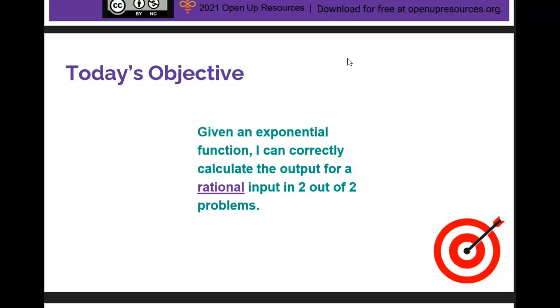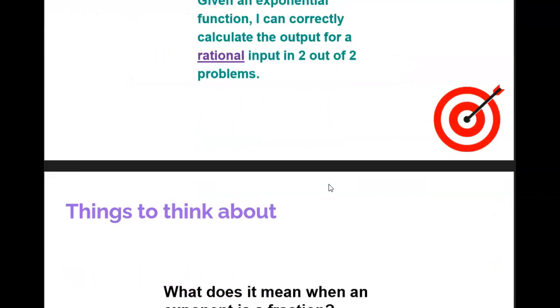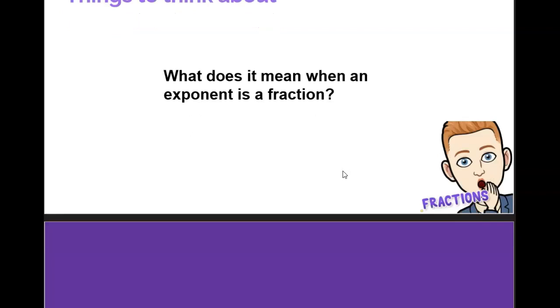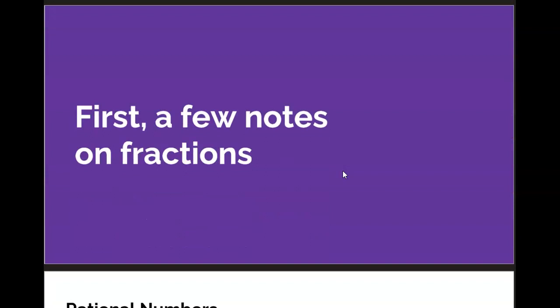But we are talking about exponential functions, so we remember this is of the form a times b to the x, or if we were to graph it, it would look something like this. So exponential functions. And one thing to think about, what does it mean when an exponent is a fraction? So we're dealing with fractions today. You know that can get people's anxiety up. We're going to go through it methodically and see if we can come up with some cool ways to explain this. So first, a few notes on fractions.